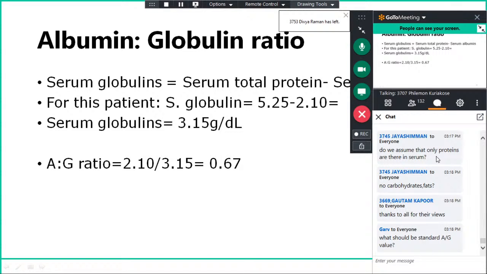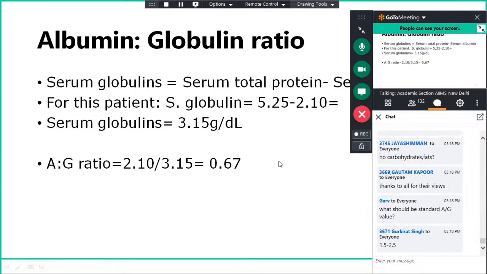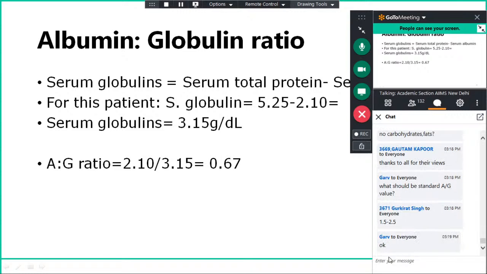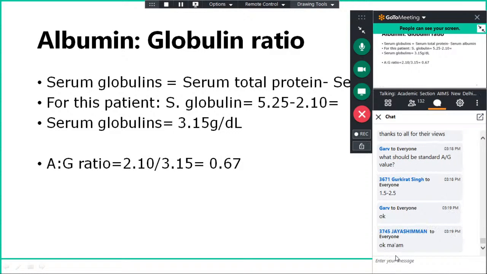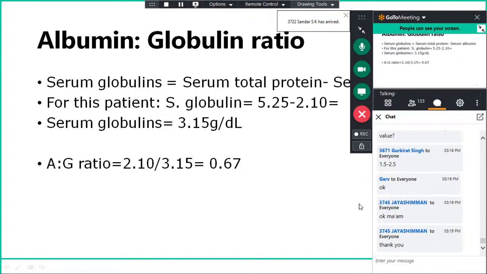Do we assume that only proteins are present in serum? If we are using the copper reduction method, it is based on reduction, so any other reducing agents present will also give this test positive. That is a little disadvantage of this test, but since the amount of other reducing agents is not much, it will not affect our test to a great extent. The standard AG ratio is between 1.5 to 2.5.